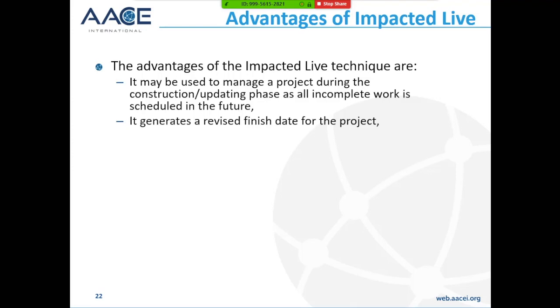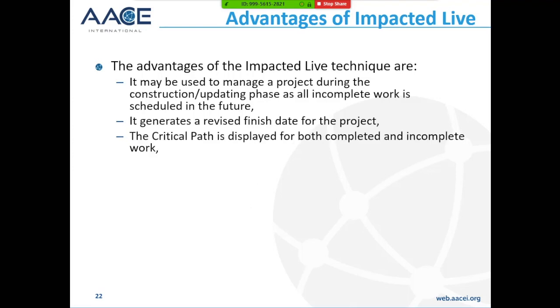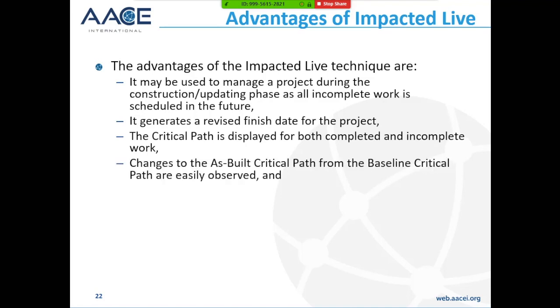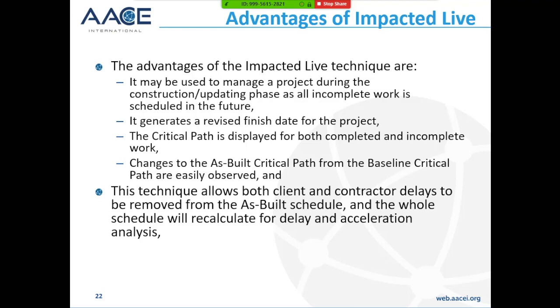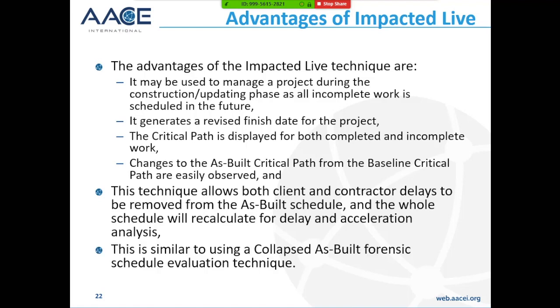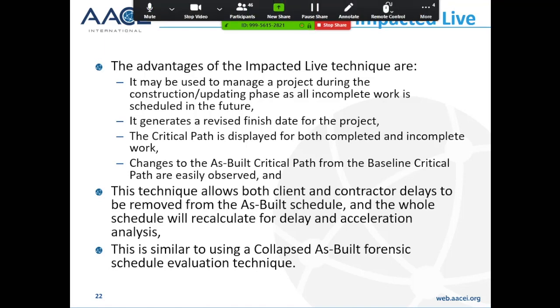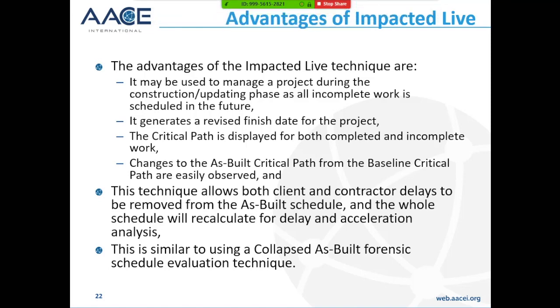It generates a revised finish date of the project. The critical path is displayed for both complete and incomplete work. Changes to the as-built critical path from the baseline critical path may easily be observed, particularly when you've got a software package which shows whether the baseline bars are on the critical path or not. And the technique allows both the customer contract delays to be removed from the as-built schedule, and the whole schedule will recalculate for delay and acceleration analysis. This is similar to using a collapsed as-built forensic schedule evaluation technique.